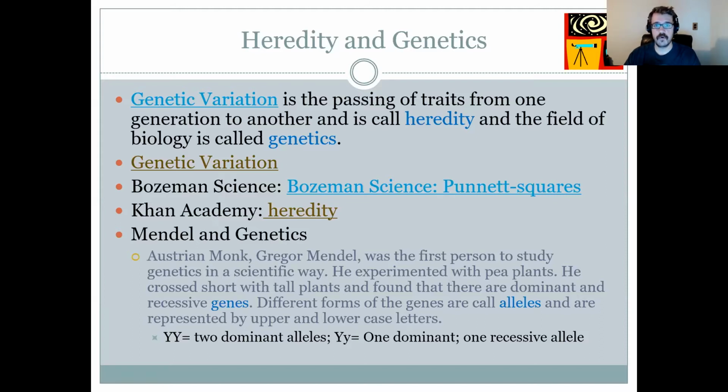Now, the name for different versions of a gene is alleles. So basically, if you've got one gene that controls the height of a pea plant, there's going to be a tall allele and a short allele. And you'll see at the bottom of the screen here, the alleles are represented by letters. An uppercase letter is going to mean it's a dominant gene or allele, and a lowercase is going to be a recessive gene. And so when I go on to the next slide here, you're going to see how that works.